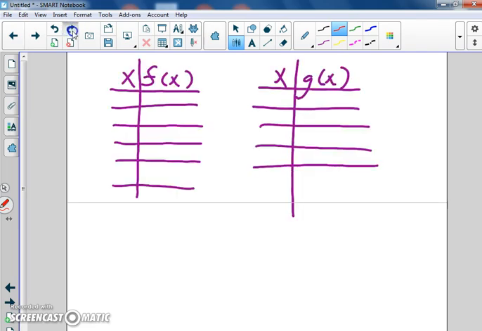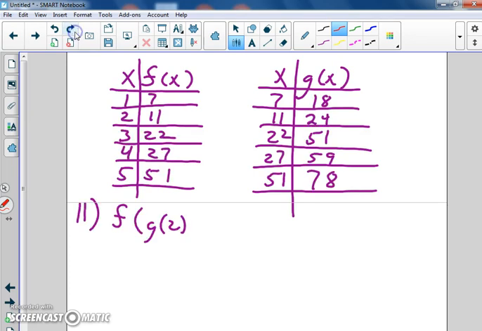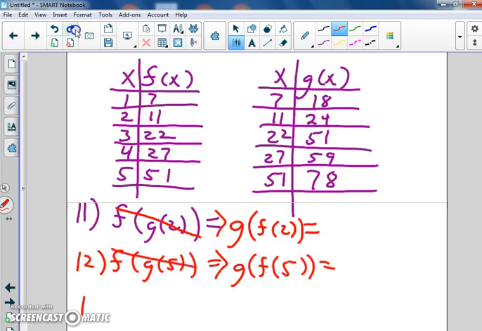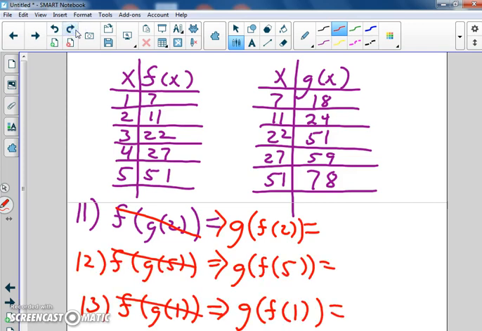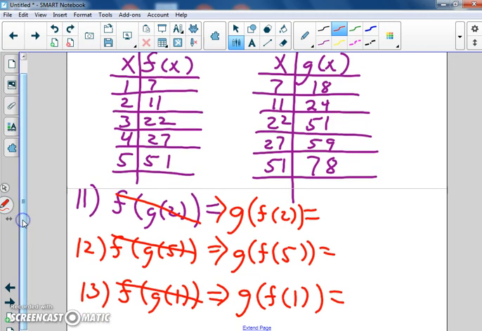Now, next thing is, remember, all right, so let me tell you about this so you understand. I made a mistake when I made the test questions, okay, the review questions. So mark out on your paper f of g of 2 and make it g of f of 2. And the same with number 12 and the same with number 13.